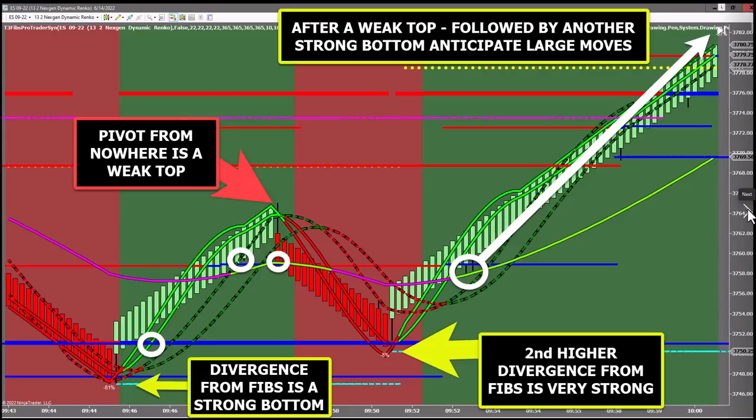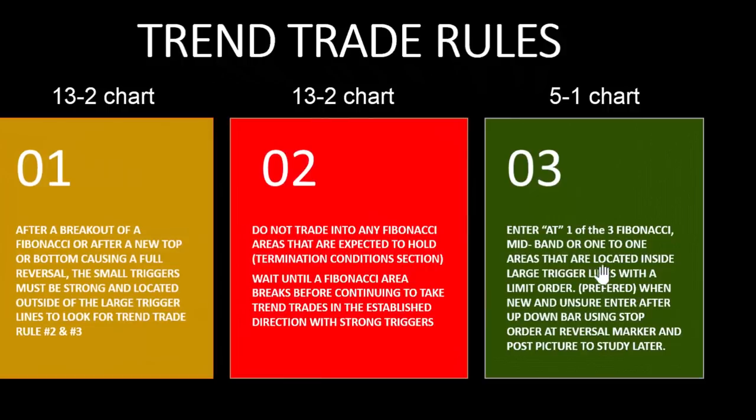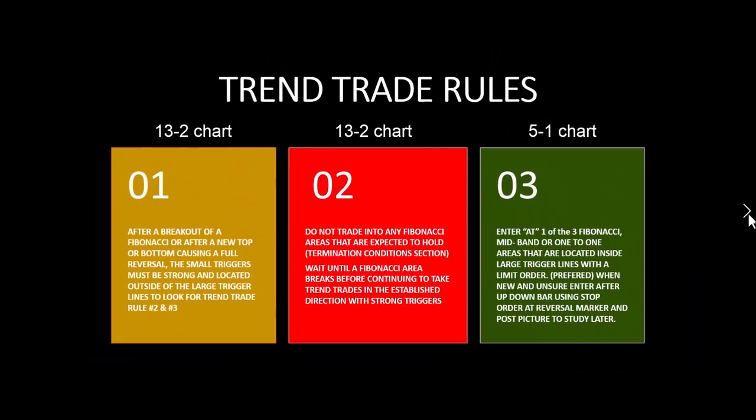All of these concepts are going to overlap, and you're going to be using them initially in the context of our trend trade rules, and more specifically the entry and the exit. So when we're talking about entries, we're talking about looking at our 5-1 chart, and from that 5-1 chart, trying to determine whether we should or should not take a trade setup.